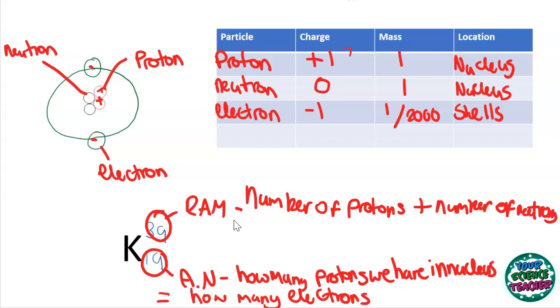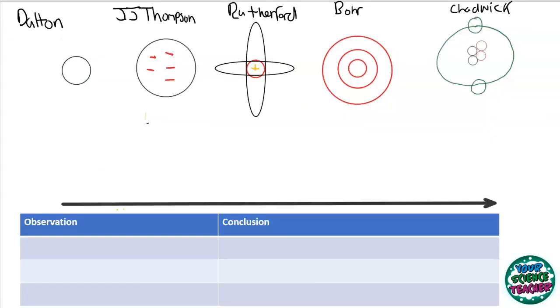So in this case, you can work out the number of neutrons by just doing the top number minus the bottom number. So the number of neutrons will equal 39 minus 19, which equals 20 neutrons. So looking at this atom of potassium, we can safely say that it has 19 protons and electrons and 20 neutrons.